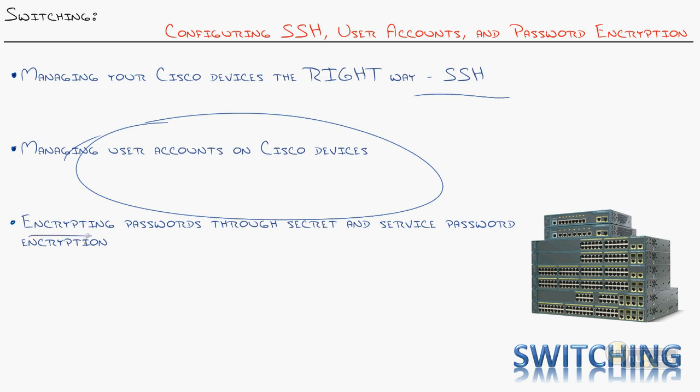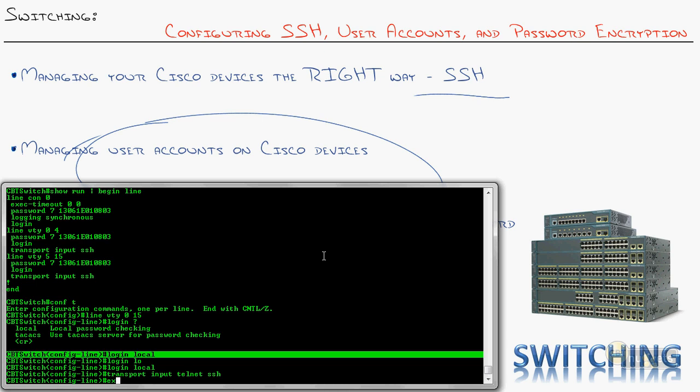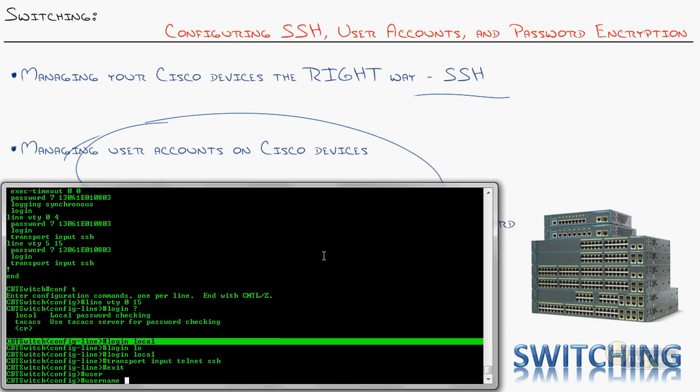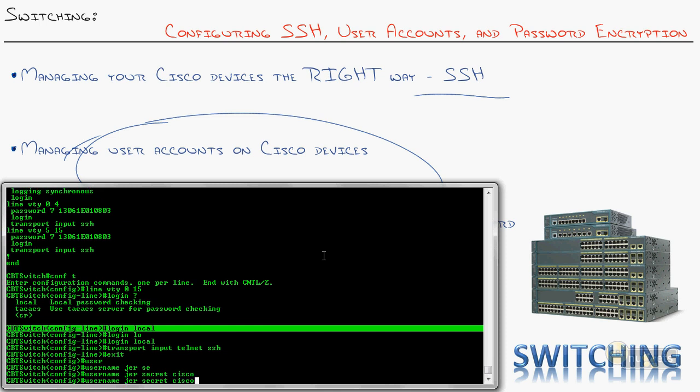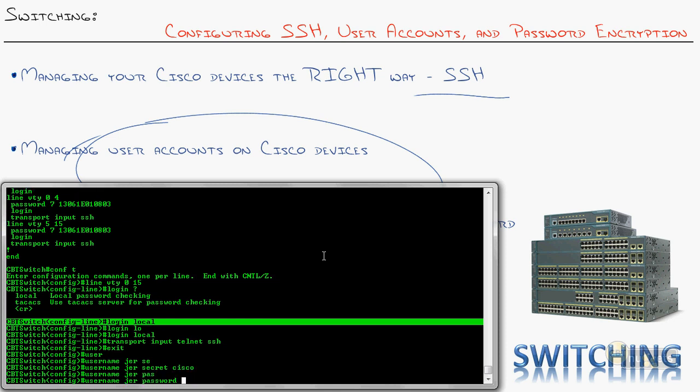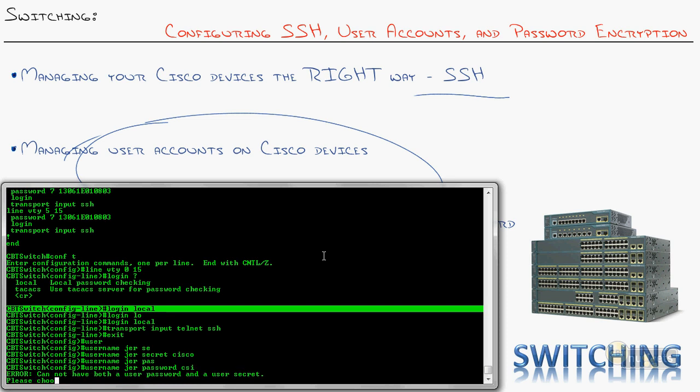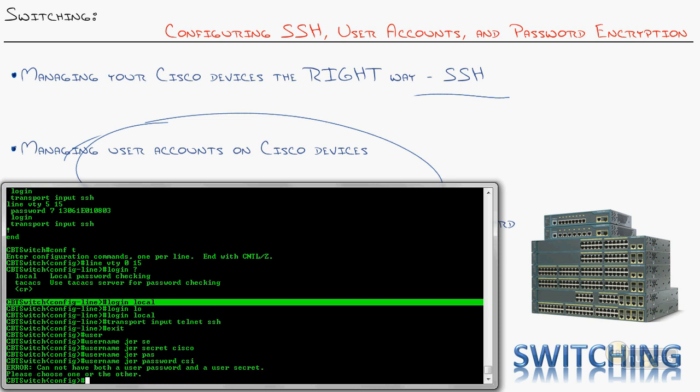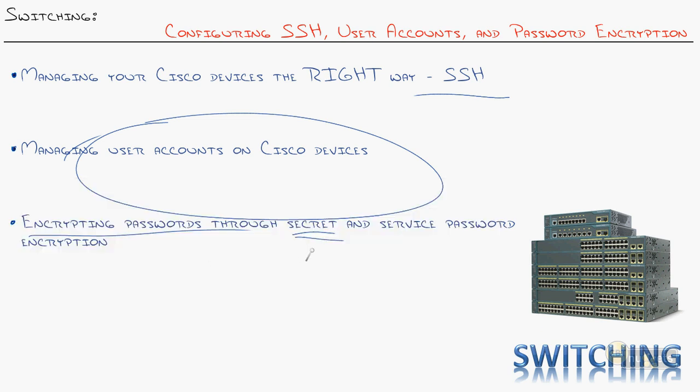And then finally, encrypting passwords through using secret. So we create our user accounts using username Jeremy secret Cisco instead of username Jeremy password Cisco, because password stores it in clear text, which is not secure. You can encrypt it using that service password encryption we saw in the last nugget, which uses that crackerjacks encryption, but nothing beats that secret encryption level.